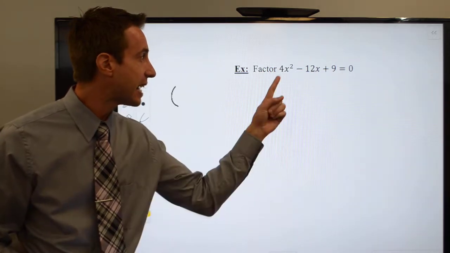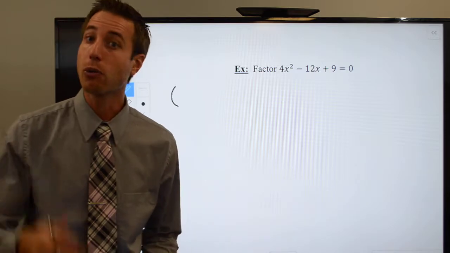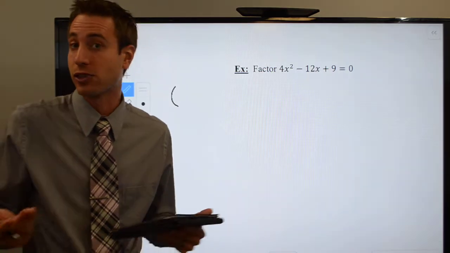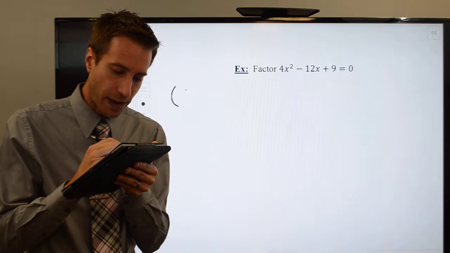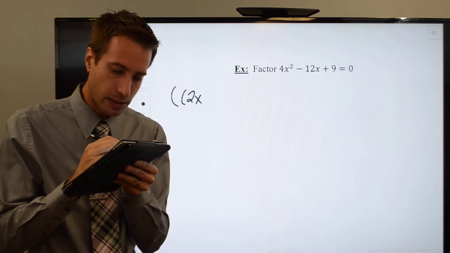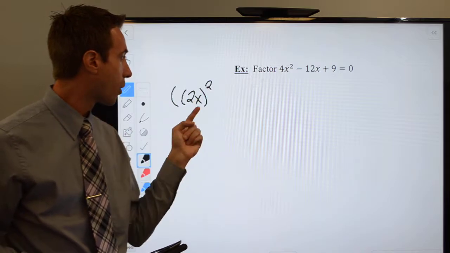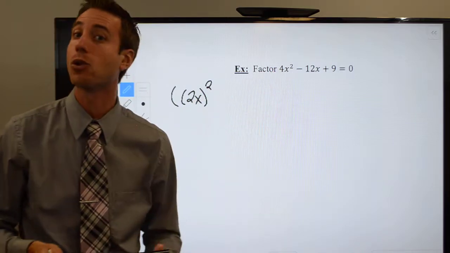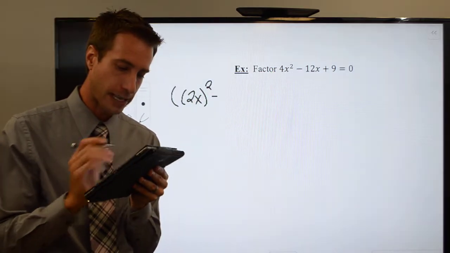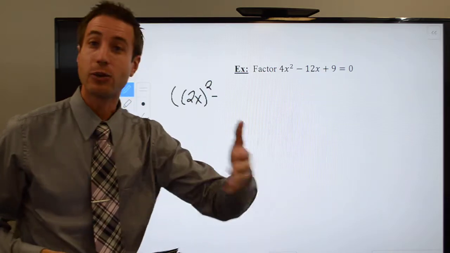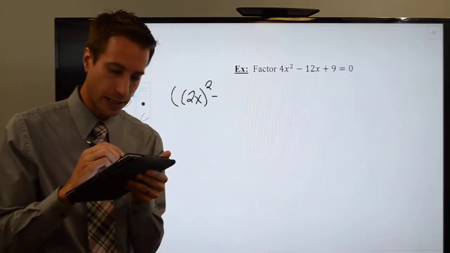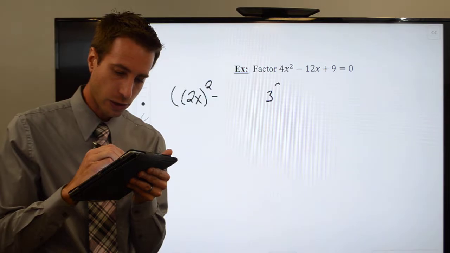How do I get a 4x squared? Well, 4 is a perfect square. I just square a 2. So if I did 2x squared, that would give me 2 squared is 4, x squared is x squared. So awesome, that works out. Minus the 9. Well, I know 9 is a perfect square. It's a 3, so I'd have a 3 squared.